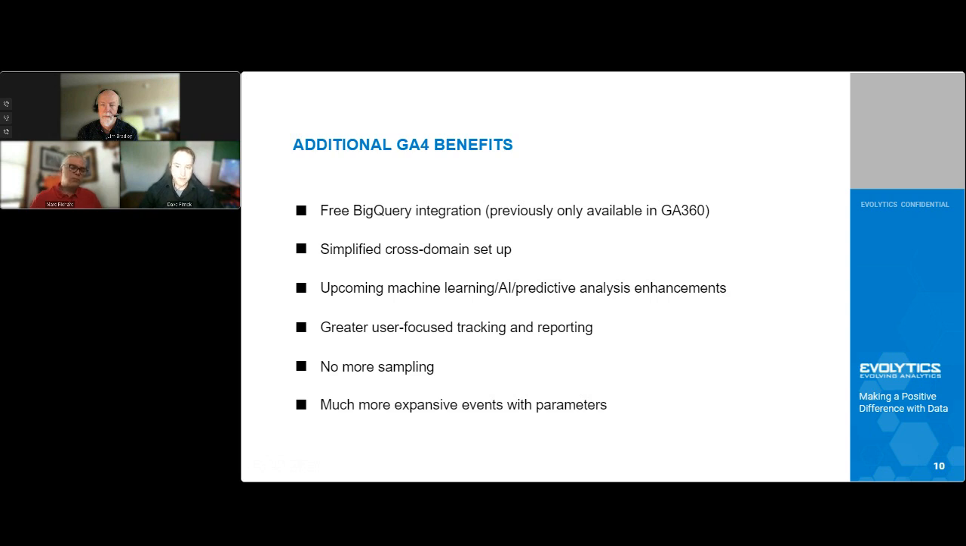And then finally, these events we've been talking about are much more expansive and customizable than any hit type previously offered by Universal Analytics. A standard event in Universal Analytics generally only is going to house three standard dimensions, the category, the action, and the label. An event in GA4 is going to expand all the way out to 25 parameters that can be associated with it.